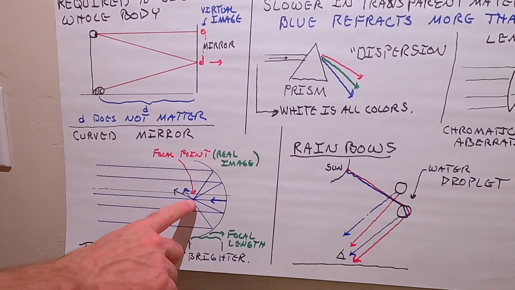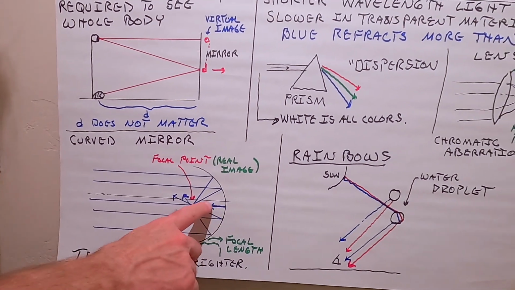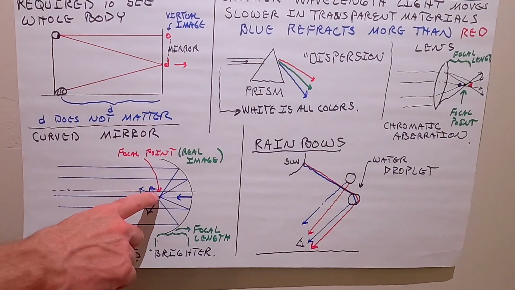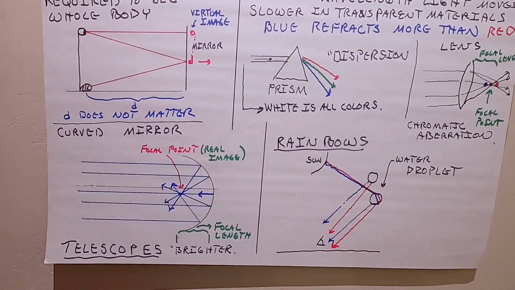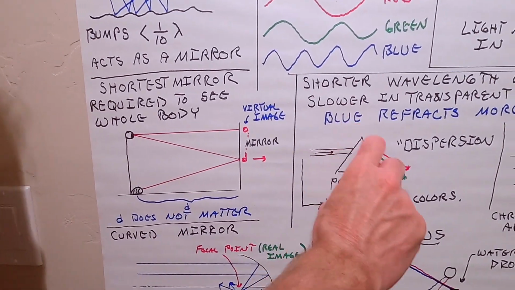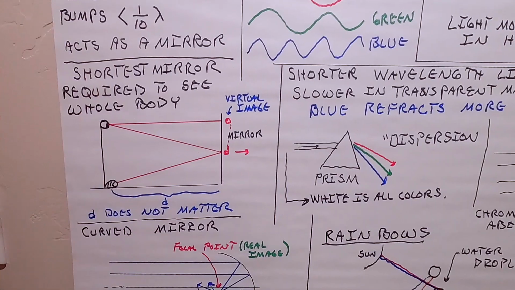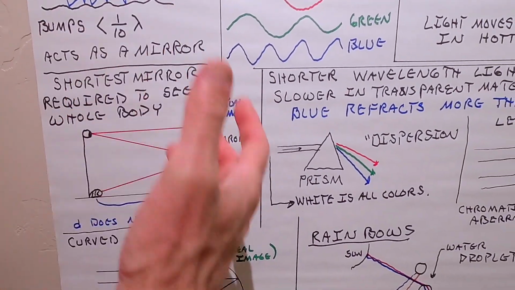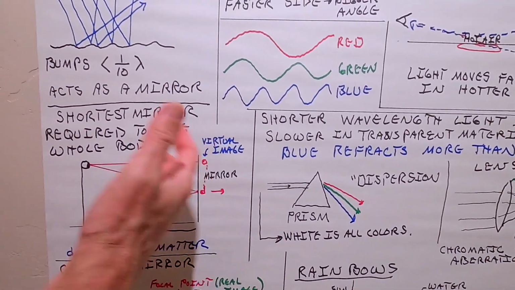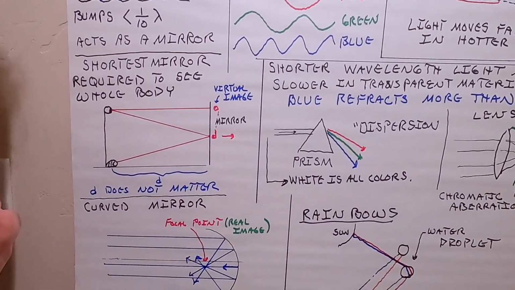This is considered a real image. What do they mean by real image? That means the rays actually went through that spot, so we call that a real image. When you were looking at yourself in the mirror, you saw yourself way out there, but the light never went through you, so they call that a virtual image. If the light doesn't go through where you see the image, it's virtual. If it does, it's a real image right here.